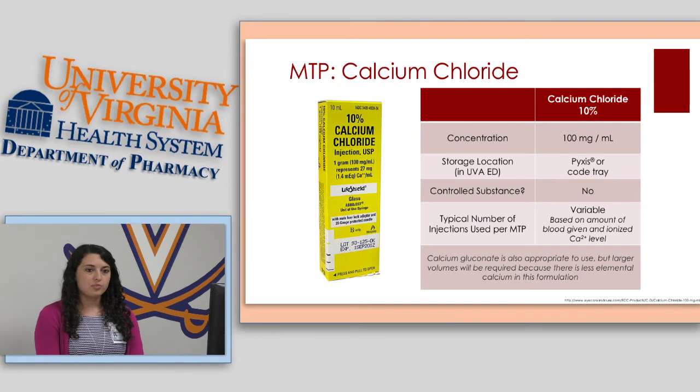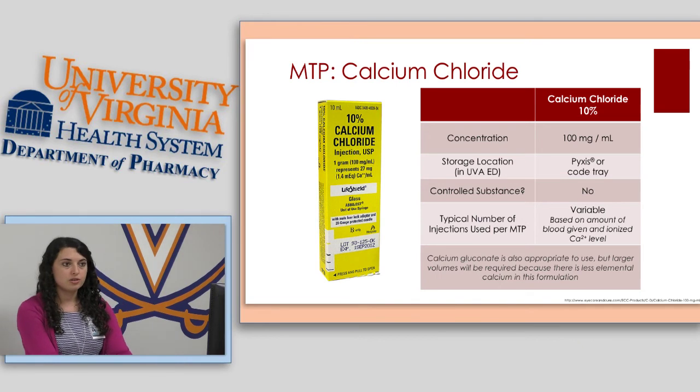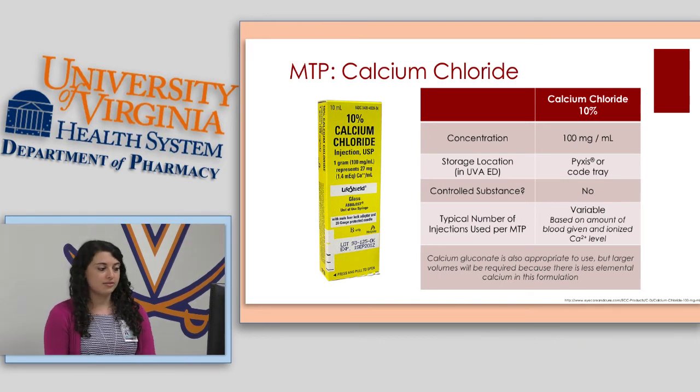And this is stored in both the ED Pyxis and the code trays, so in those pizza boxes that are kept in both of the trauma bays. So if it ever runs out in the Pyxis machine, or if there's multiple patients coming in, maybe there was a large car accident and you run out in the Pyxis, there's always more in those code trays, and then down in the pharmacy if needed.